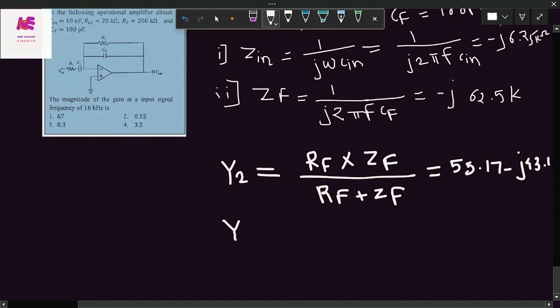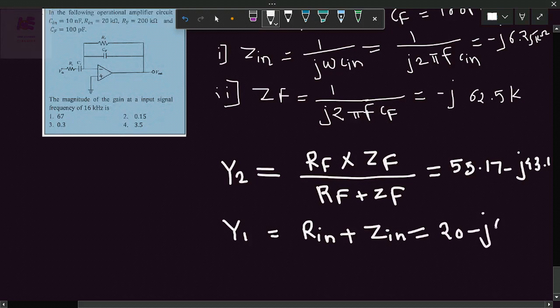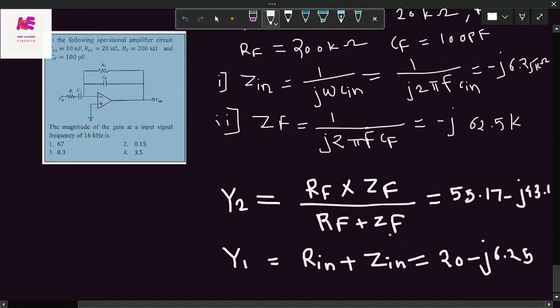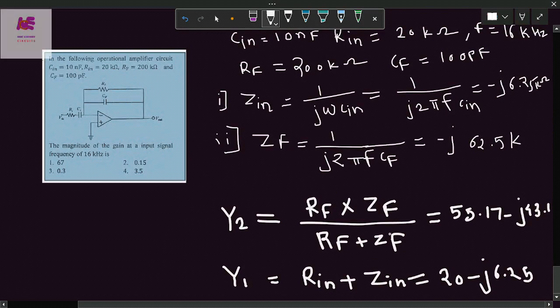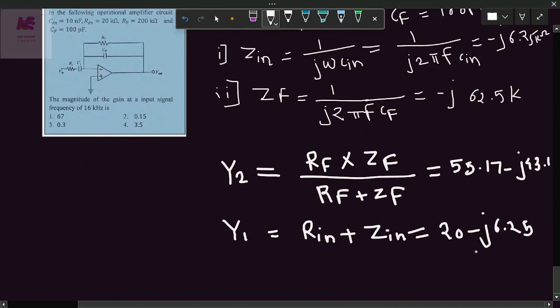In the same way we can find the value of Z1, which is equal to the series combination of the resistor and the capacitor reactance Zin. So this is Rin plus Zin, and what we are getting in this case is 20 minus j 6.25. Zin we know is minus j 6.25 kilo ohm, and the input resistor is 20 kilo ohm. By putting these values, we get Z1 as 20 minus j 6.25.